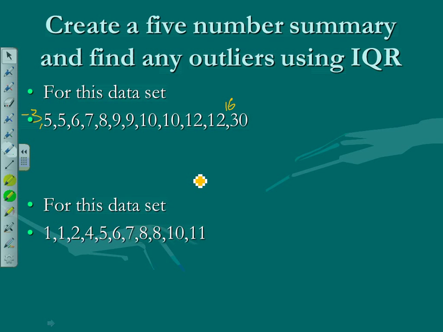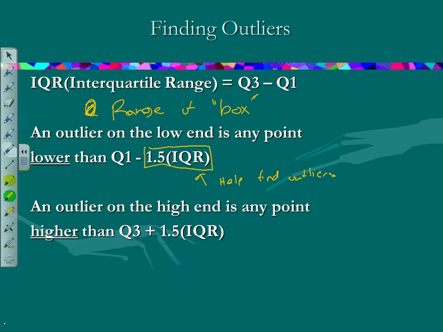Question? What was higher than? Higher than Q3 plus the 1.5 times the IQR. That is how we'll find outliers on the upper end.